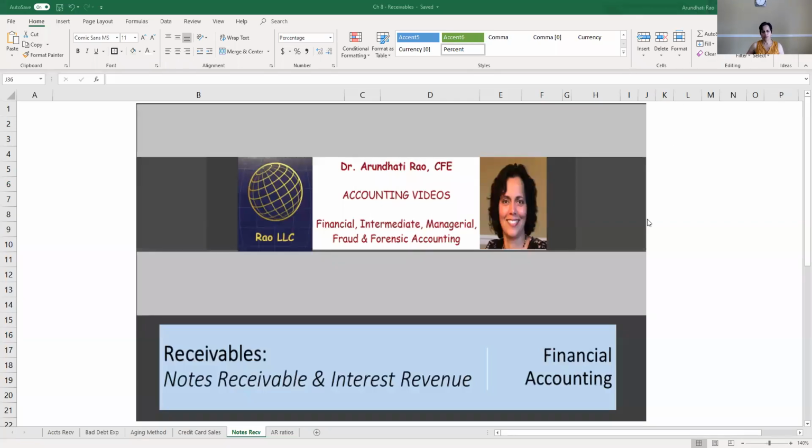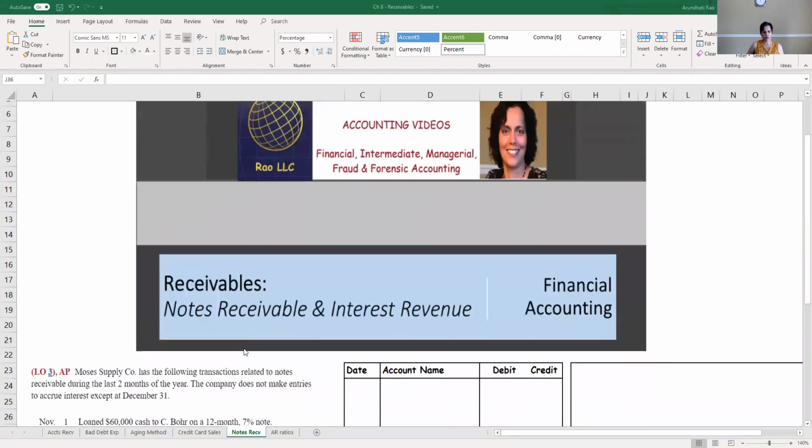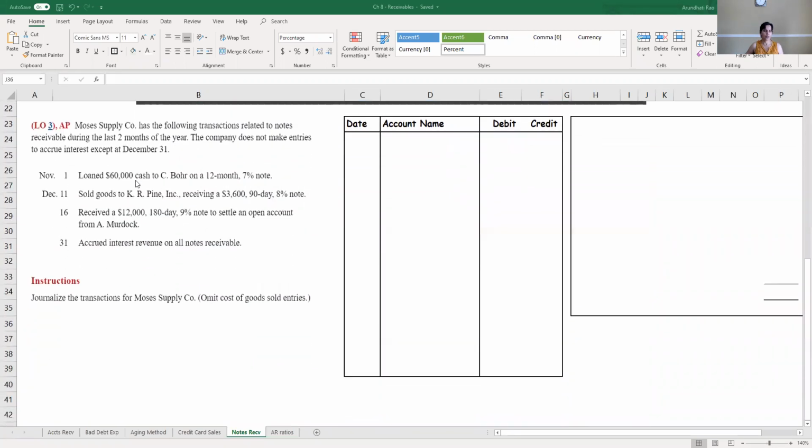Welcome to another lecture on receivables. In this case, we're going to focus on notes receivable and how they are created and how they are different from accounts receivable. Our focus so far has been on accounts receivable, which is created when we have a credit sales. So let's take a look at a quick example and see what notes receivable are and how they're different.